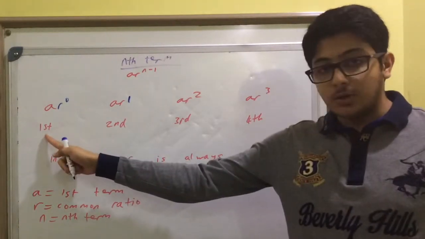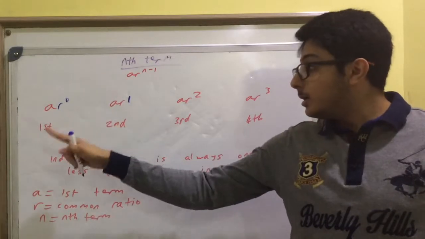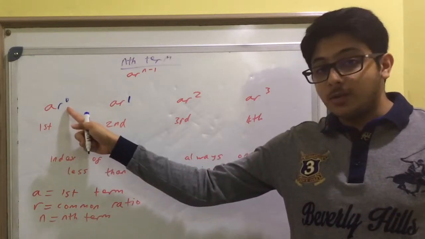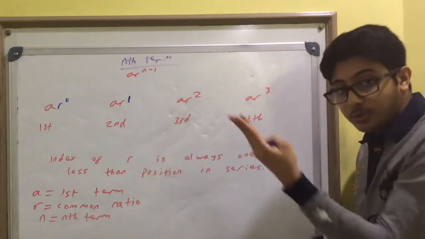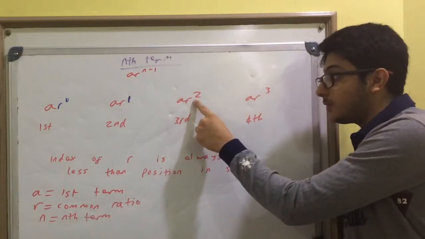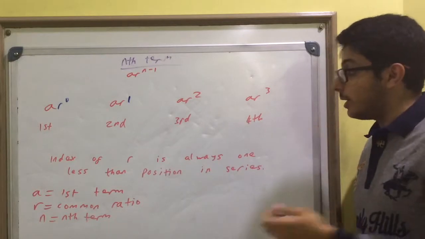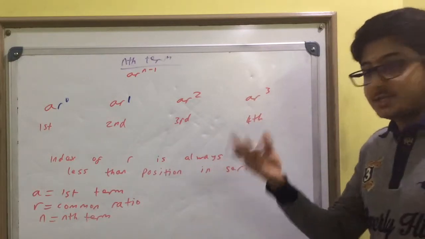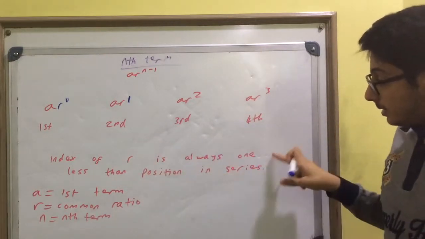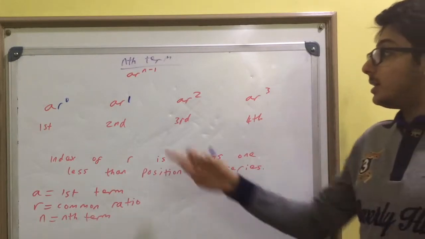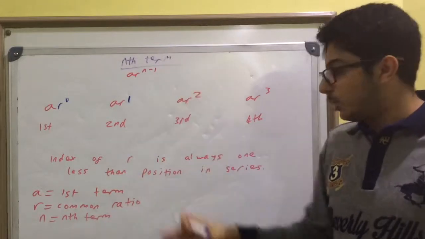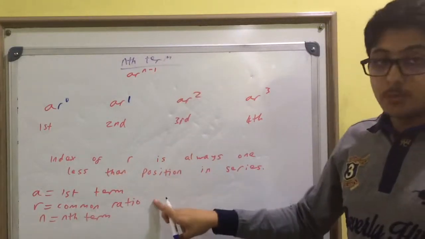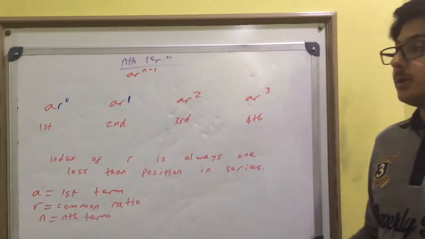So the first term is number 1, and the index of R is 0. 0 is 1 less than 1. Let's look at the third term, number 3. The index of R is 2, so it's squared. So 2 is 1 less than 3, and that is what this is trying to say. That's where we get the n minus 1 part, AR to the power of n minus 1, where A is the first term, R is the common ratio, and n is the position of the term.